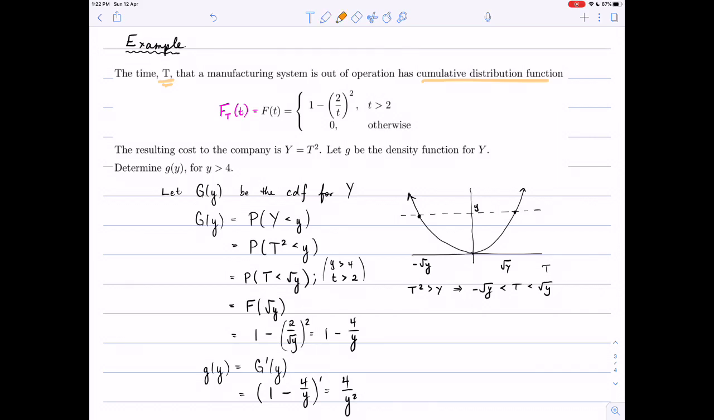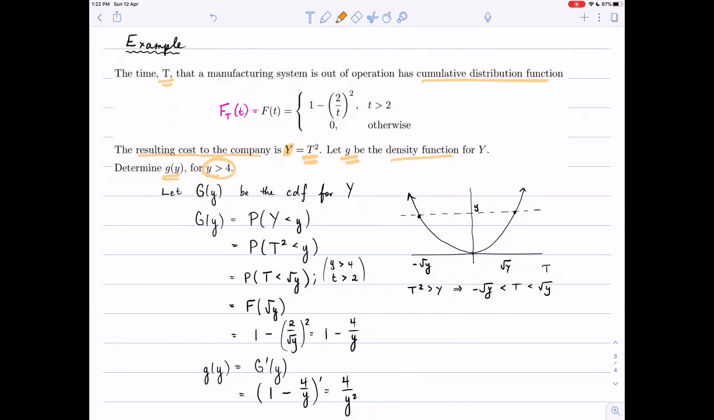This now is asking us to calculate the resulting cost to the company, y. Y is a function of t. Now this notation is all mixing up the notation that I used before. G is now going to be the density function for y, and they want g of y for y greater than 4. So I'm not going to use g like we used above. I'm going to use g as the density function here.